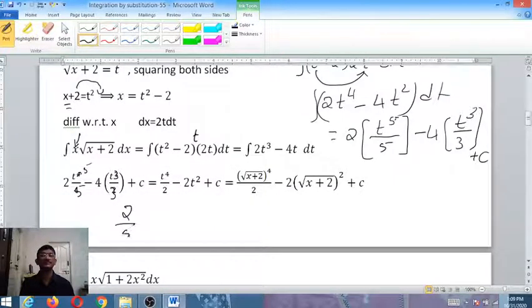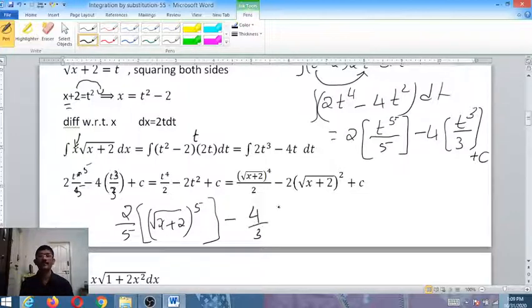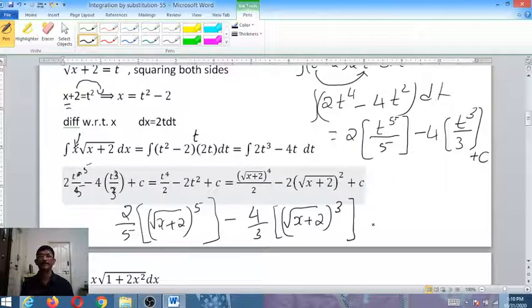So again, 2 by 5 is taken out into t to the power of 5. What is t? Root of x plus 2. It becomes root of x plus 2 whole to the power of 5, and next minus 4 by 3 into t cube. What is t cube? Root of x plus 2 whole cube plus c. So this is the answer.